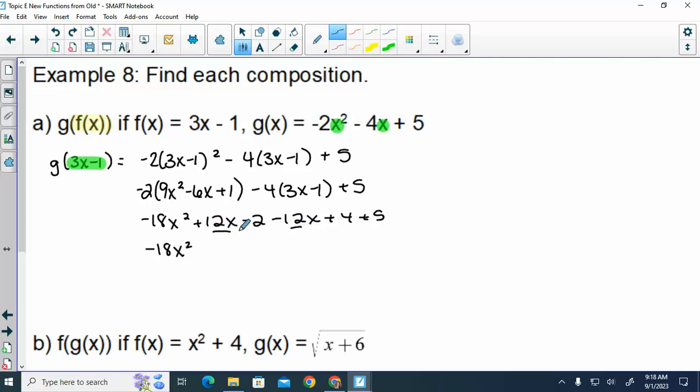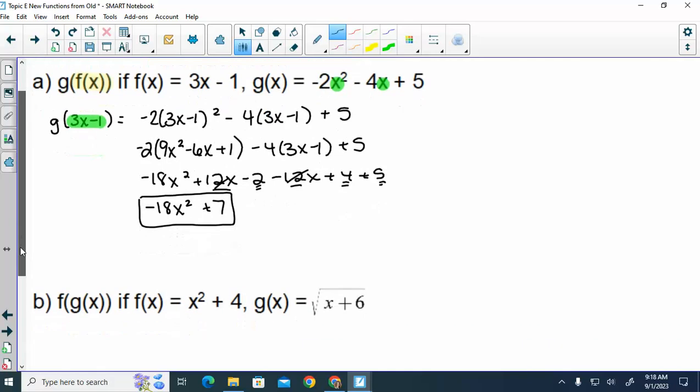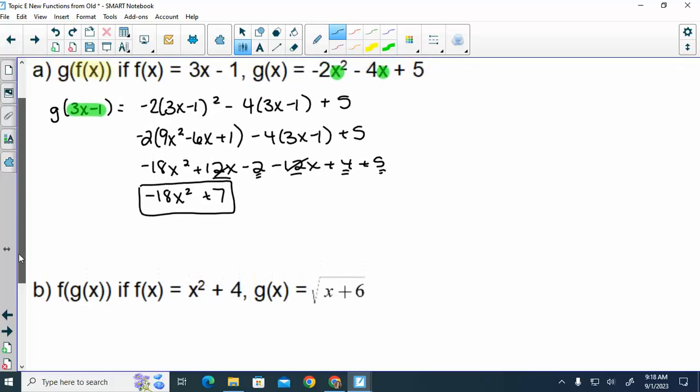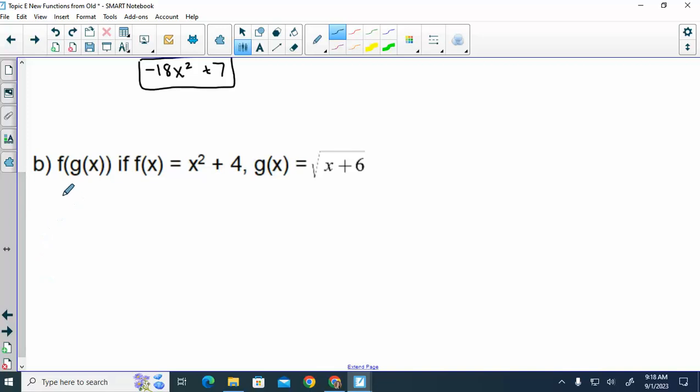Positive 12x and negative 12x cancel. Negative 2 plus 4 plus 5 is 7. B. So start on the inside.